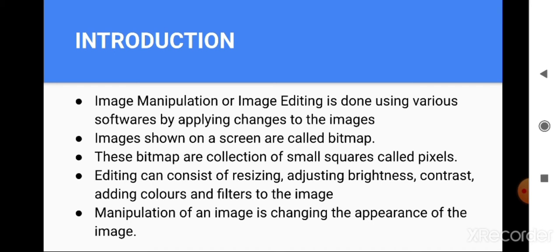And images shown on a screen are called bitmap. You can call the images displayed on a computer screen or any digital device a bitmap. And these bitmaps are a collection of small squares called pixels. The pixel is the smallest portion of an image, or you can say a single point, and pixels are small squares arranged in rows.